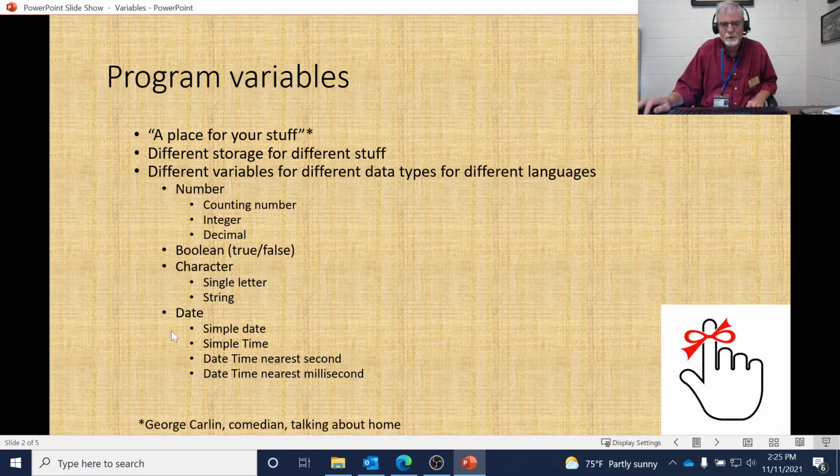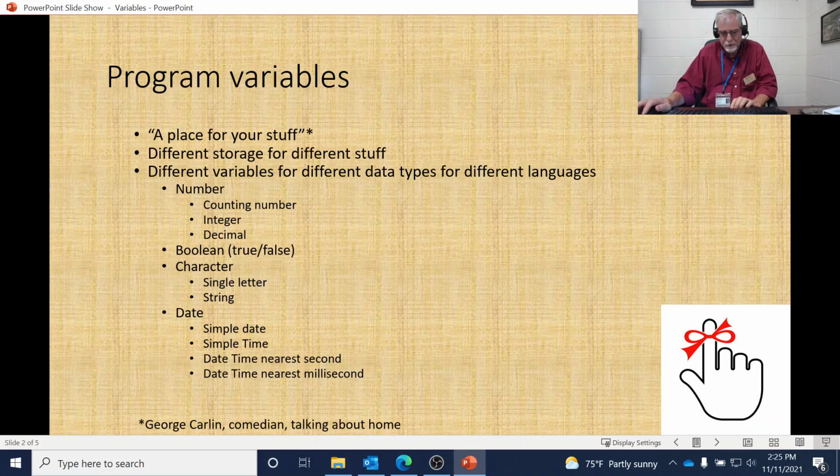Now, some of the variables you have: you have a counting number, 1, 2, 3, 4, 5, 6, 7. You have an integer, which is the counting numbers plus 0 and minus 1, minus 2. And you have decimals like 3.14 and things like that. You also have variables that can be true or false. That's used in if statements a lot. And you have character variables.